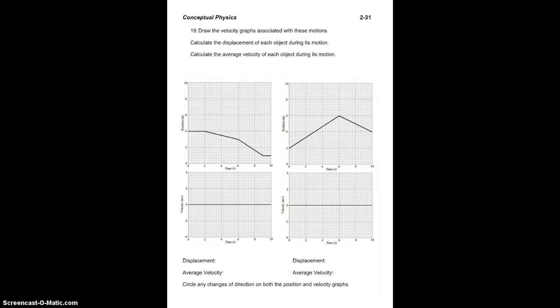Okay, we're going to do problem 219, converting position graphs to velocity graphs. We'll also calculate displacements and average velocities for the whole motions. So we'll start with displacement.